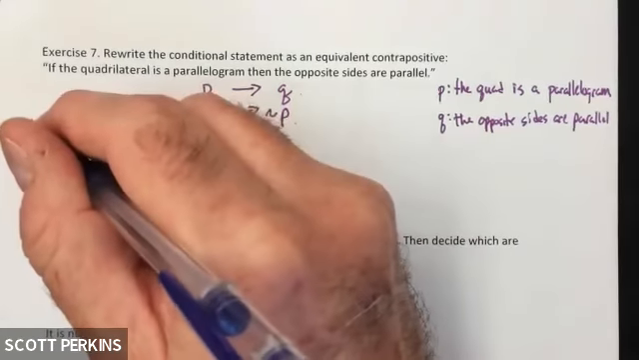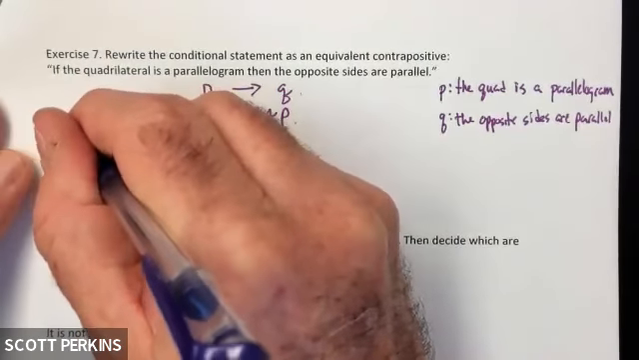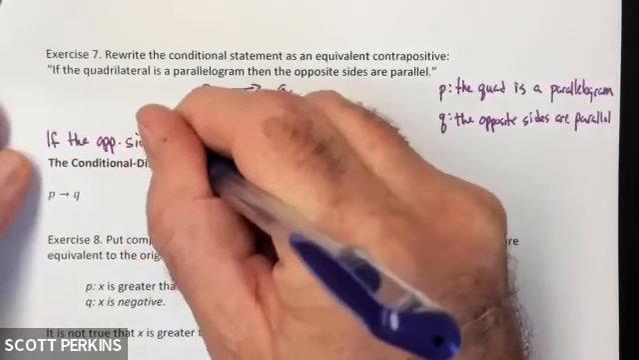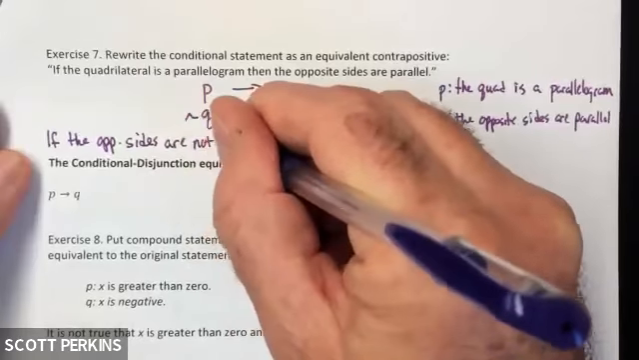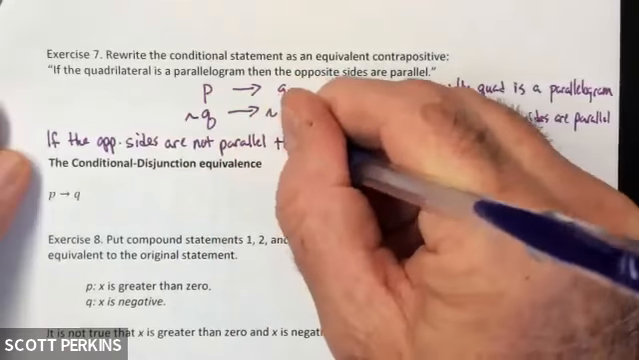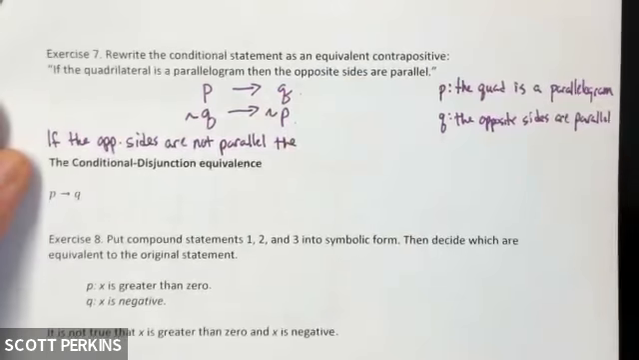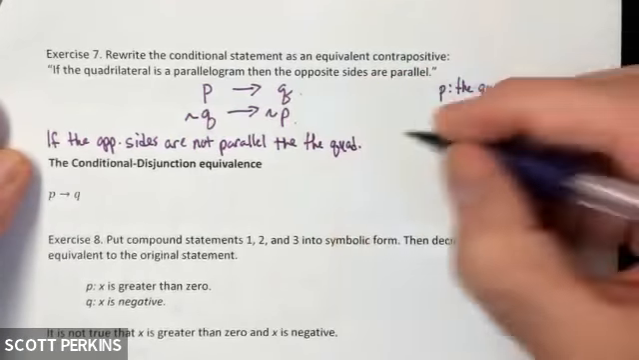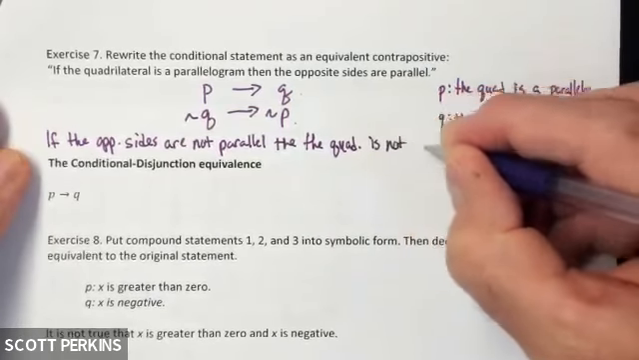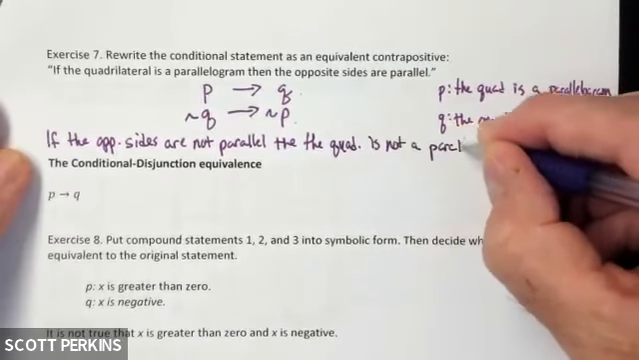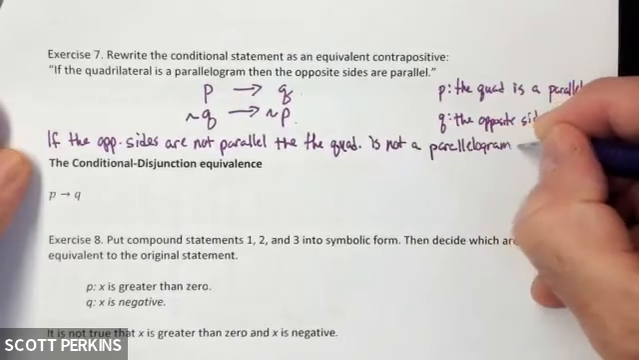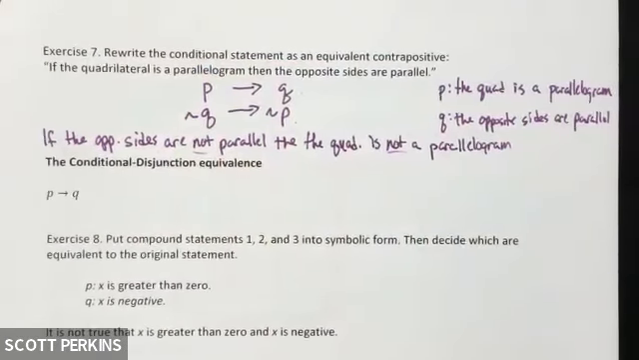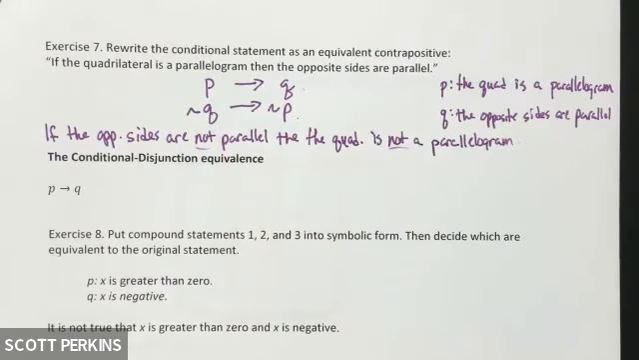So this statement now is: if the opposite sides, I'm just going to abbreviate, if the opposite sides are not parallel, then squiggly P, the quadrilateral, again, I'm abbreviating, the quadrilateral is not a parallelogram. So I'm just going to underline the two nots there. I made the negation and I flipped the order of the statement. So there we go. I've done both of those things.